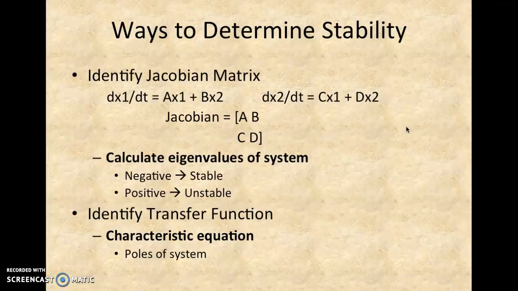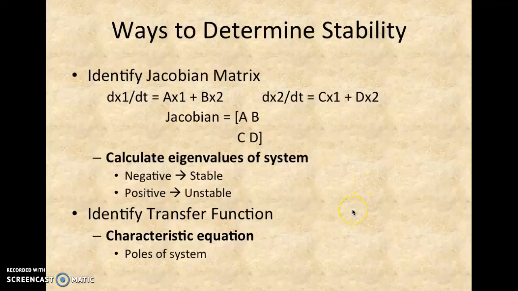So there are a few different ways to determine stability. In one way, you want to find the eigenvalues of the system. So you do this by first identifying the Jacobian matrix. As you can see here, we have the two differential equations that define our system. You can expand this to have as many differential equations as you want, but we're doing a two-equation system. So here you can isolate your A, B, C, and D values that form the Jacobian matrix. You then calculate the eigenvalues of the Jacobian by finding the determinant.